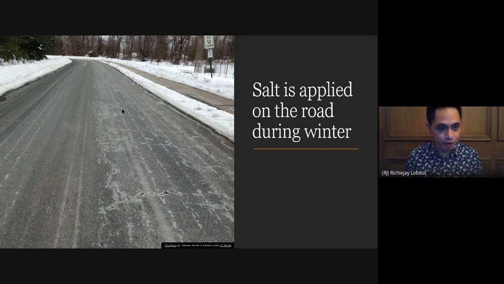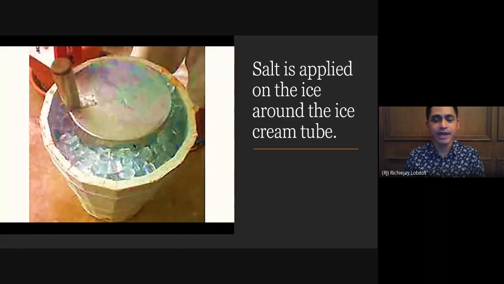Now, if the roads are covered with salt, it needs a temperature lower than 0 degrees Celsius before the water or ice forms on the road. And that's why, as you observed here, the sides of the roads have a lot of ice in them, but the road remained free from ice.